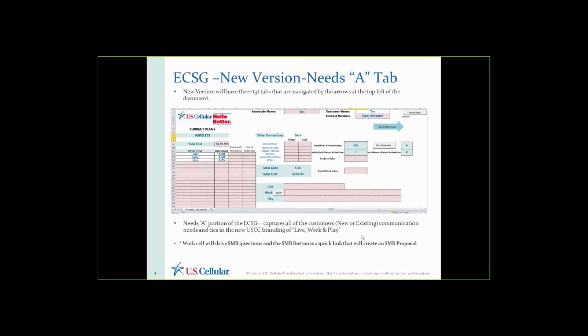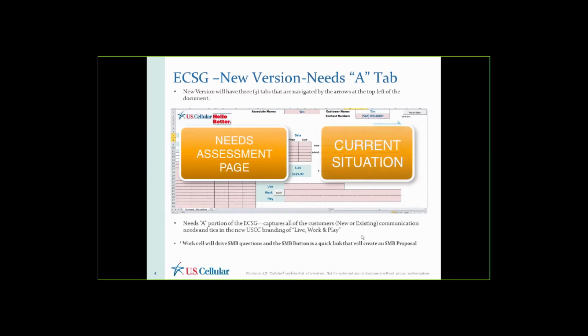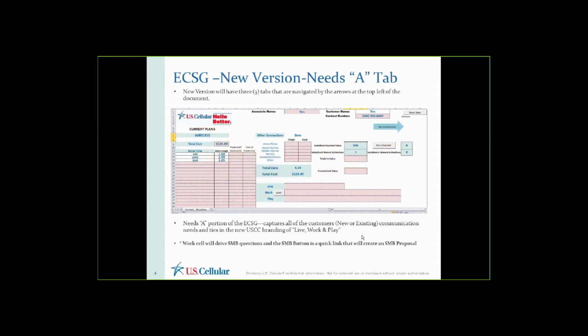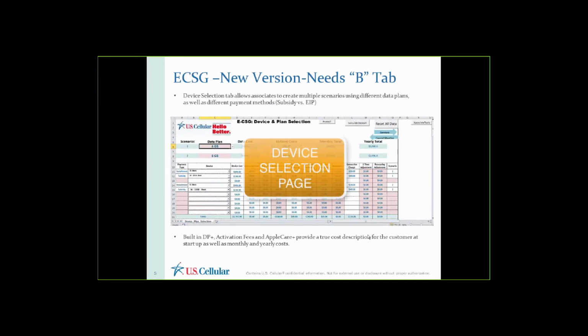And today we're going to walk you through the Electronic Complete Solutions Guide. The first tab of the new Enhanced Complete Solutions Guide is what we call our Needs Assessment page of the customer's current situation. This will allow you to capture all of the information that you need to know about the customer based on your needs assessment in order to be able to make a recommendation of the products and services that we offer. Page 2 will be your device selection page.